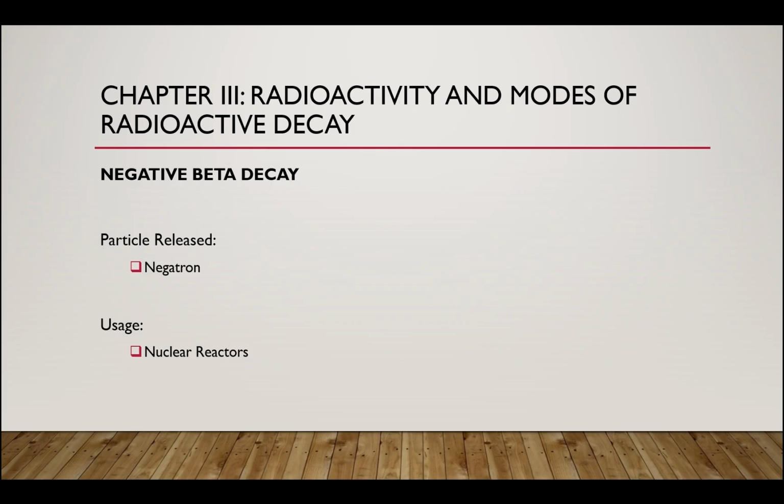Now in beta minus decay, a neutron is converted into a proton, so during this conversion, a negative beta particle is released accompanied by an antineutrino. This antineutrino is a massless and chargeless particle which is a byproduct of the nuclear conversion. So basically this antineutrino is just there, it just accompanies the beta particle. So together with the negative beta particle, we call it the negatron, which is the particle released in negative beta decay.